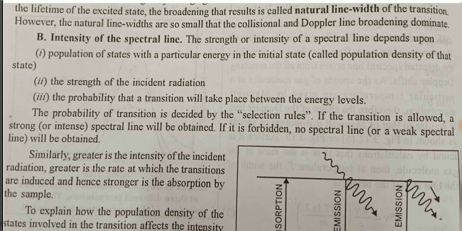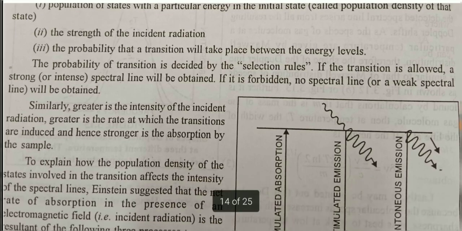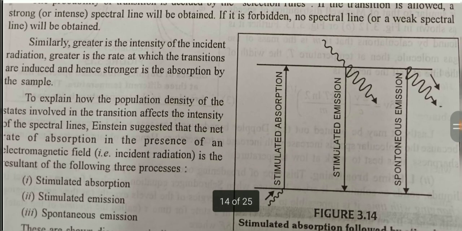The strength or intensity of a spectral line depends upon, first, the population of states with the particular energy in the initial state. Second, the strength of the incident radiation. Third, the probability that a transition will take place between the energy levels. The probability of transition is decided by the selection rules. If the transition is allowed, a strong spectral line will be obtained. If it is forbidden, no spectral line will be obtained. Similarly, greater is the intensity of the incident radiation, greater is the rate at which the transitions are induced, and hence stronger is the absorption of the sample.